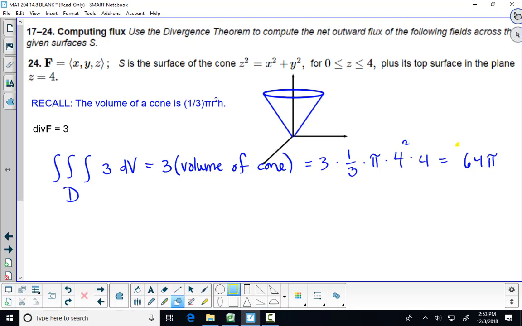Is it 2 for radius? How did you get 4 for radius? When I plug in a 4 there, I get x squared plus y squared equals 16. Square root of 16 is 4. Okay. Alrighty then. Good job.